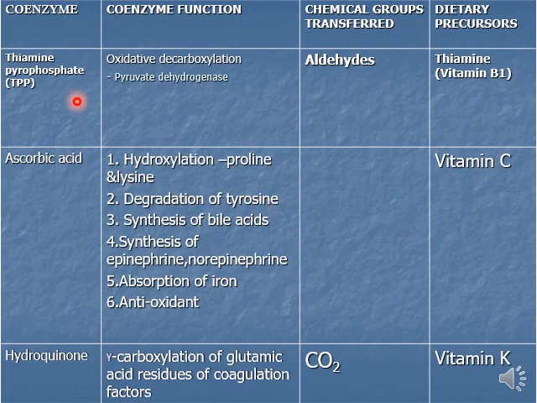Thiamine pyrophosphate or TPP. It helps in oxidative decarboxylation reactions like pyruvate dehydrogenase complex, alpha ketoglutarate dehydrogenase complex, etc. It transfers aldehyde groups. Dietary precursor is thiamine or vitamin B1.